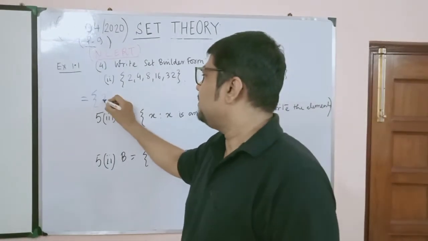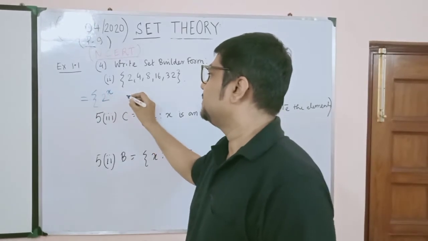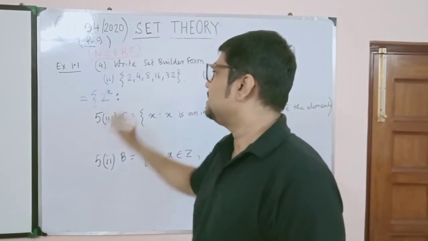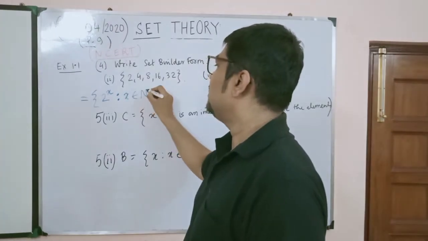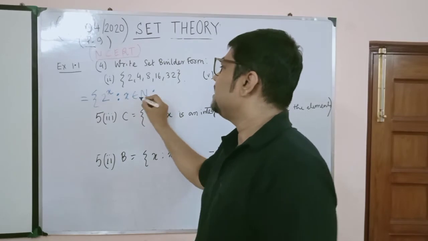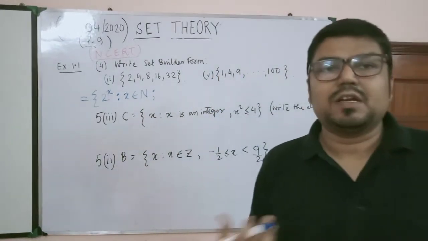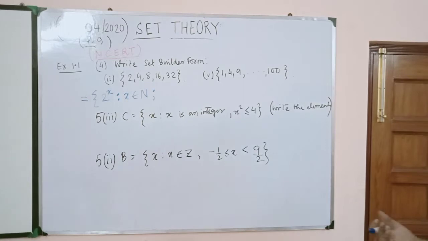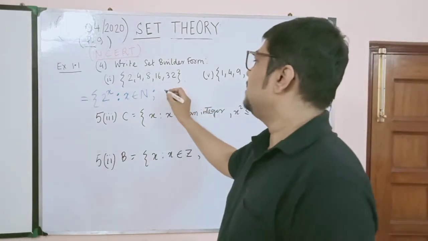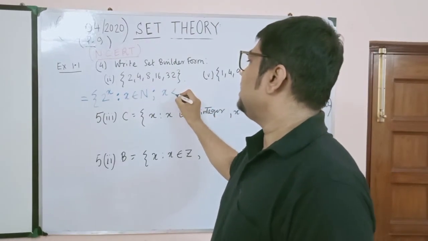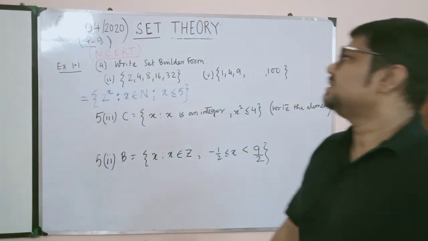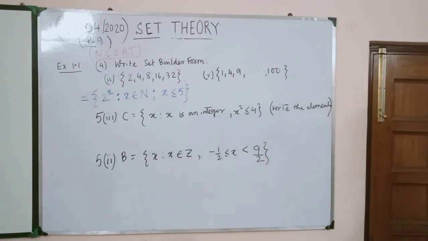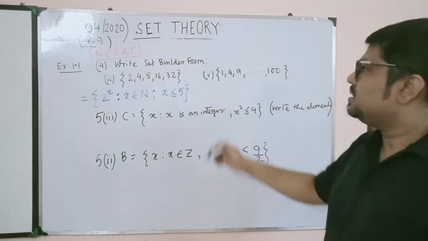So what we write over here is 2 to the power x, such that x belongs to the natural numbers. Why I chose this? Because if I write natural numbers, definitely it's going to start from 1. And it should stop at 5, so I write less than or equal to 5. So this is my first set builder form. Hope you got it.